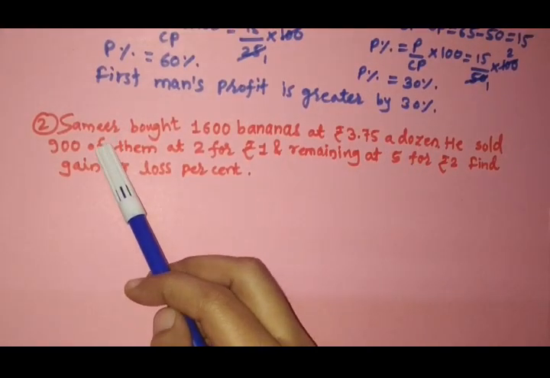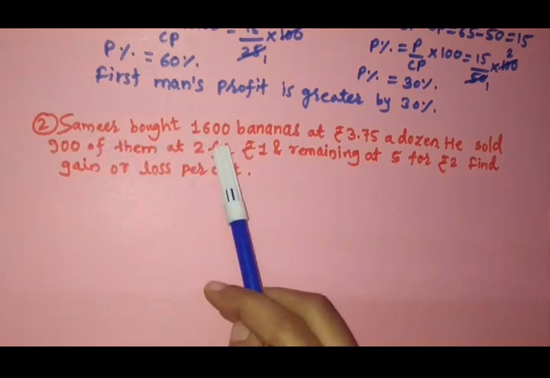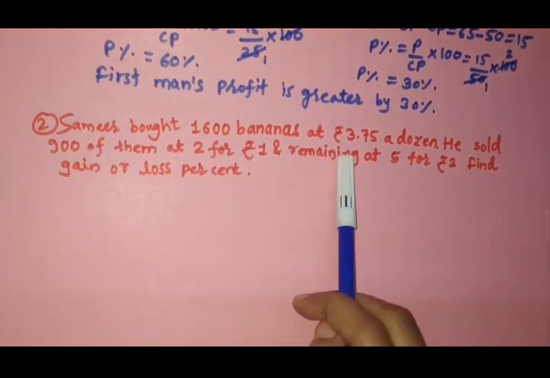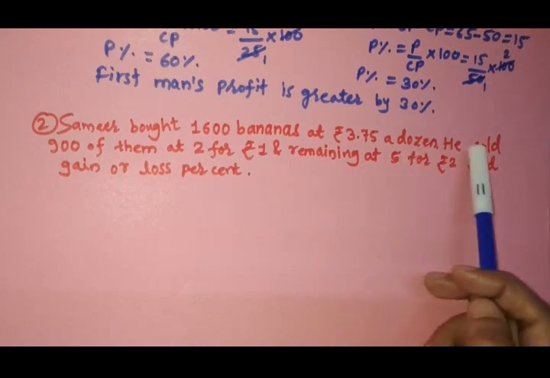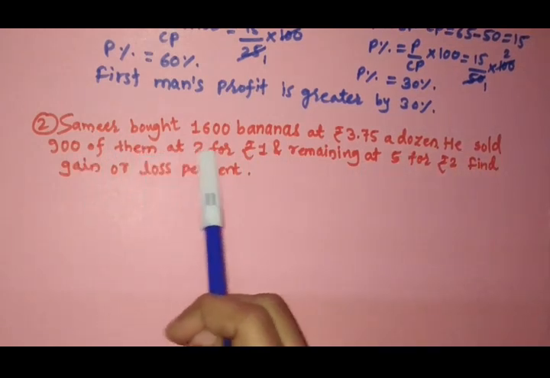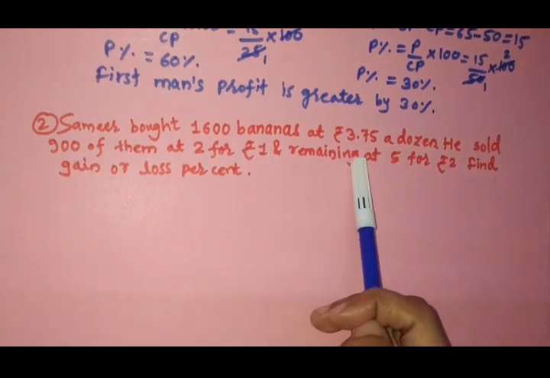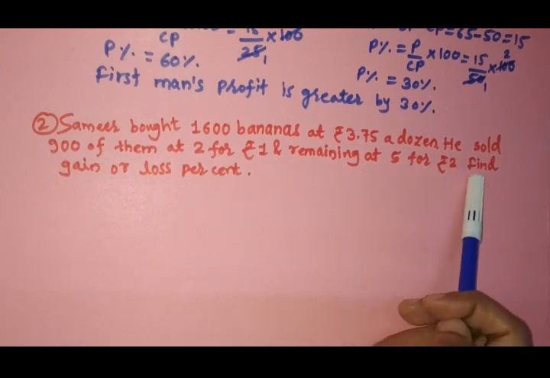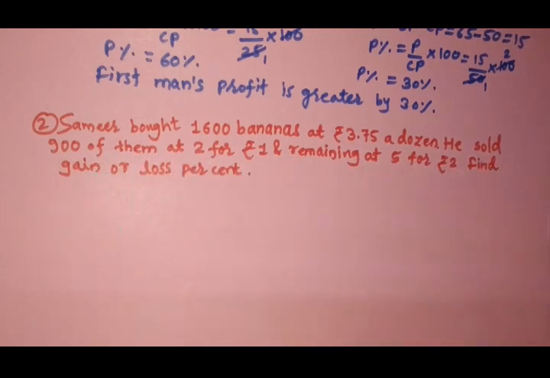So now moving to the next question. Samir bought 1600 bananas at rupees 3.75 a dozen. He sold 900 of them at 2 for rupees 1 and remaining at 5 for rupees 2. Find gain or loss percent.